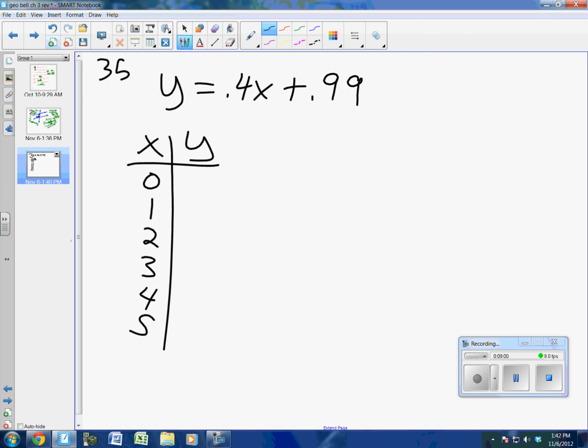Yeah, this is number 35. Okay, so here we go. If I put 0 in, 0.4 times 0 plus 0.99 is going to cost you 99 cents, right? 0.4 times 1 is 0.4 plus 0.99 is going to cost you what? $1.39, right? Think of that 0.4 as 40 cents. And then you got 99 cents. Okay, if I call for 2 minutes, 0.4 times 2 is 80 cents plus 99 cents is $1.79 for that call.